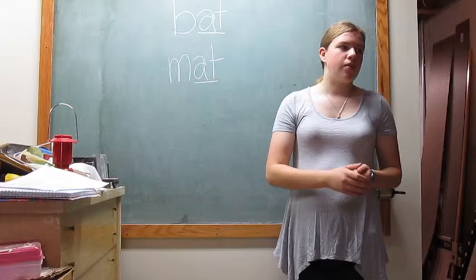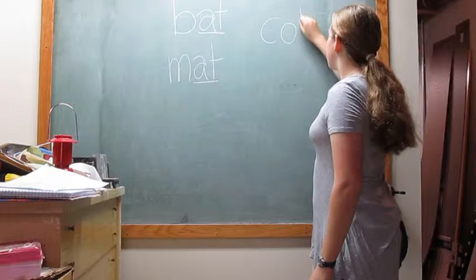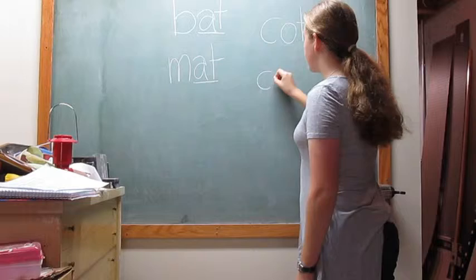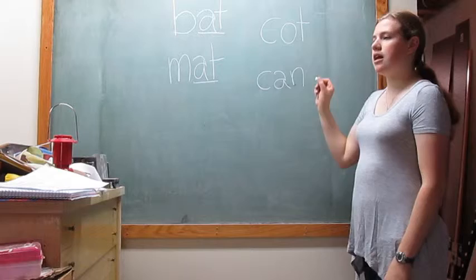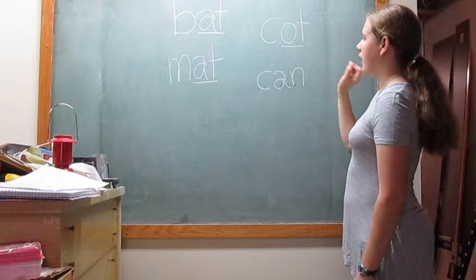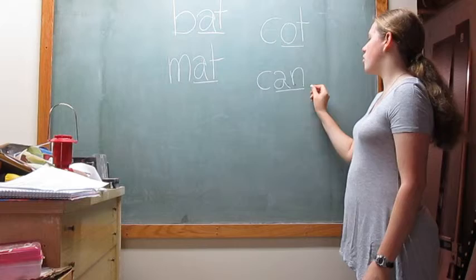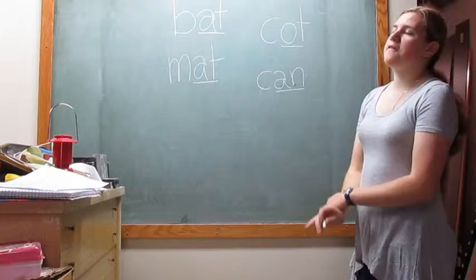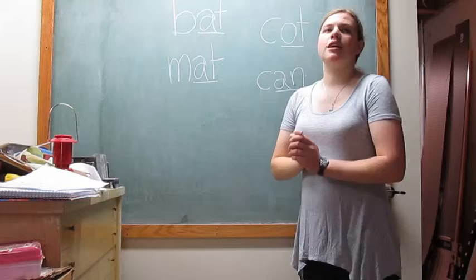If we have the words caught and can, these two words do not rhyme. Caught has an ought ending sound. Can has an an ending sound. Ought and an are not the same sound. Therefore, they do not rhyme. At and at are the same sound, and therefore they do rhyme. So, rhyme words, same ending sound.